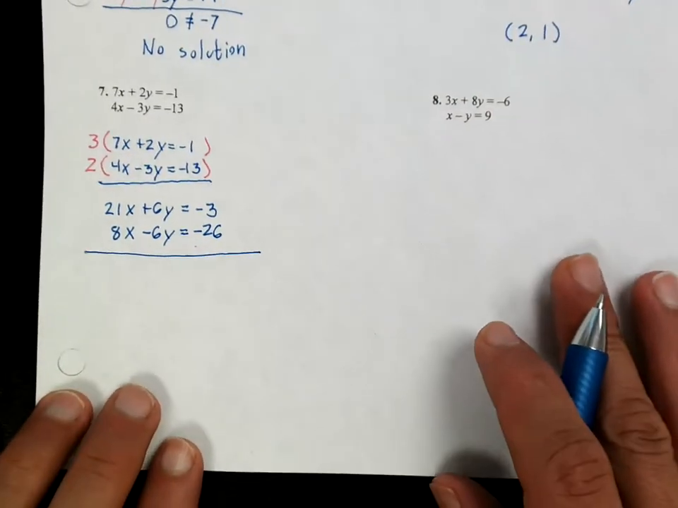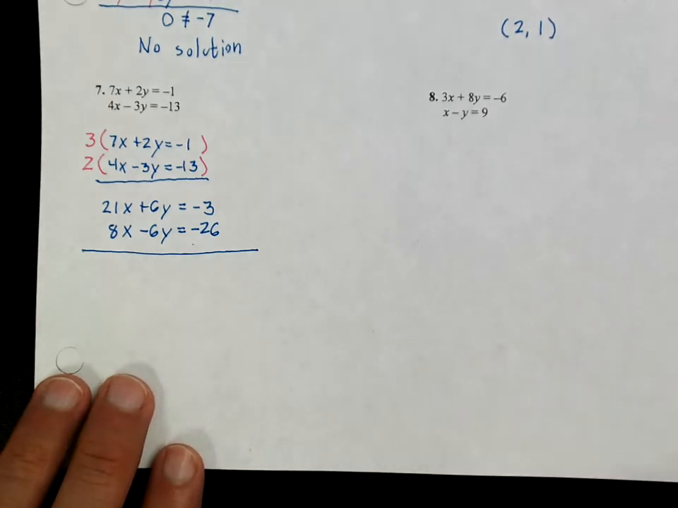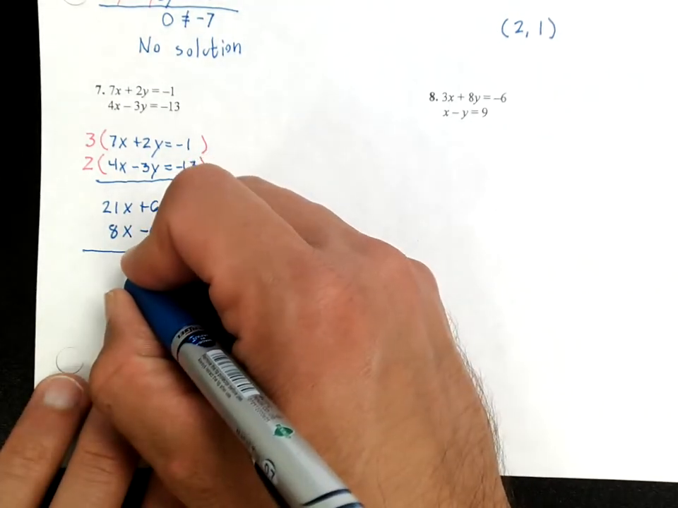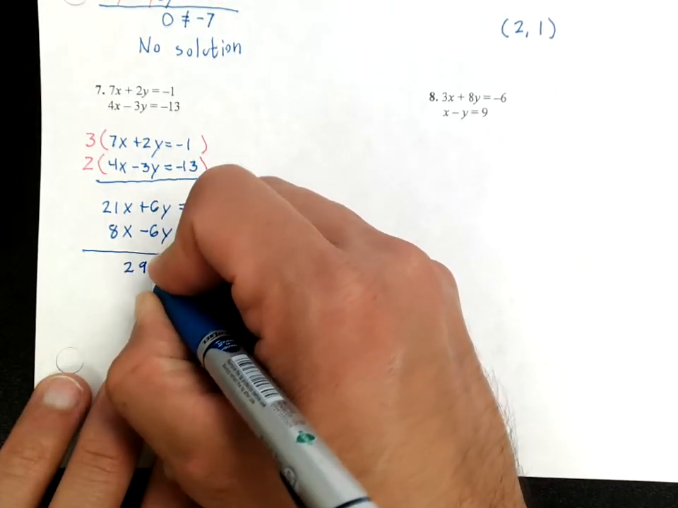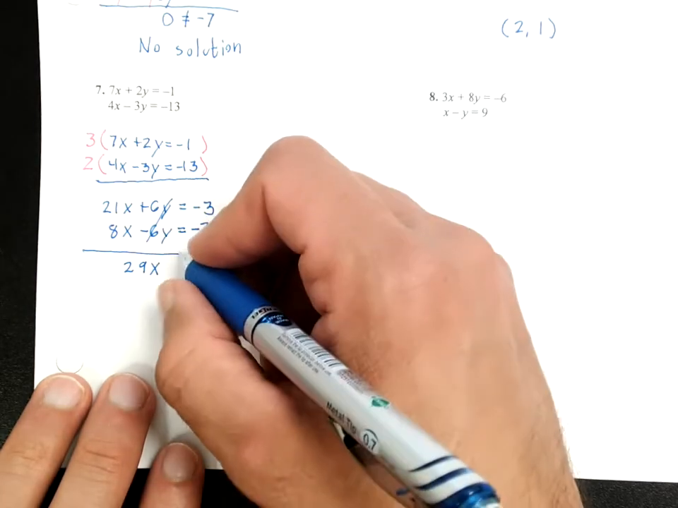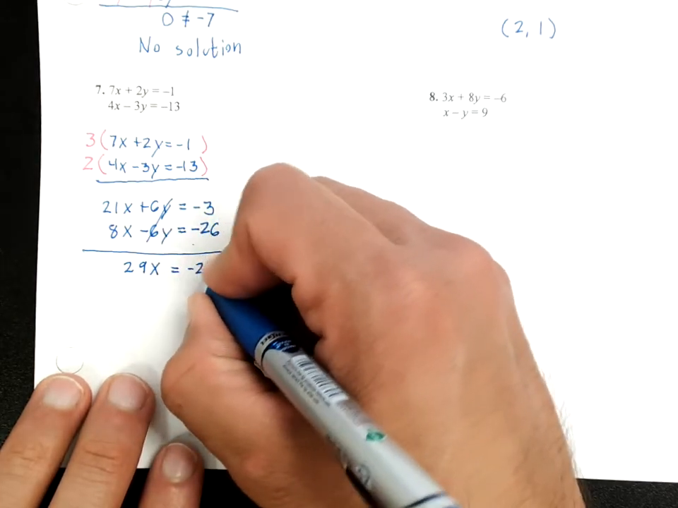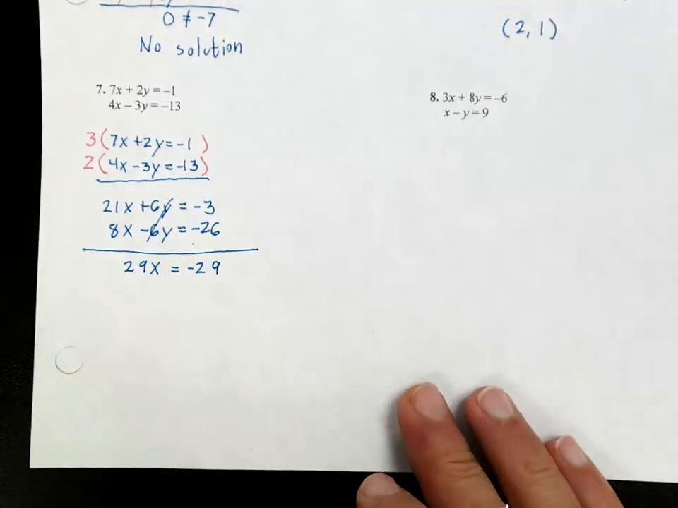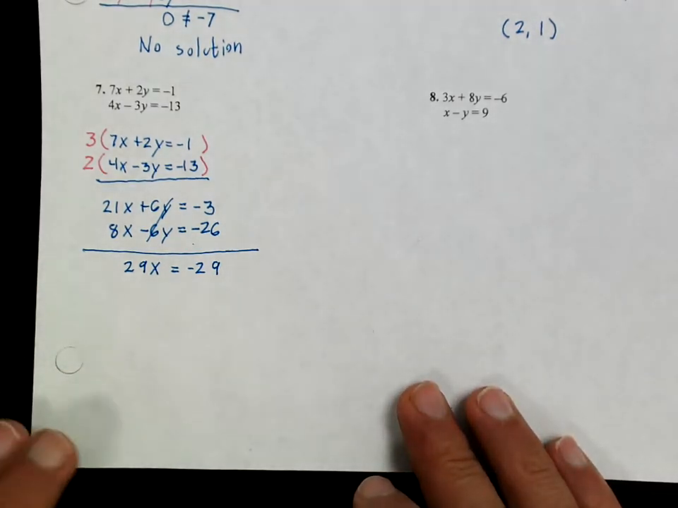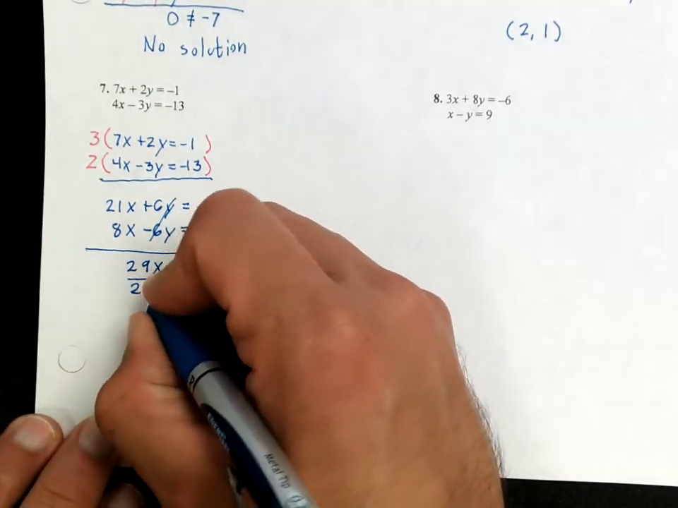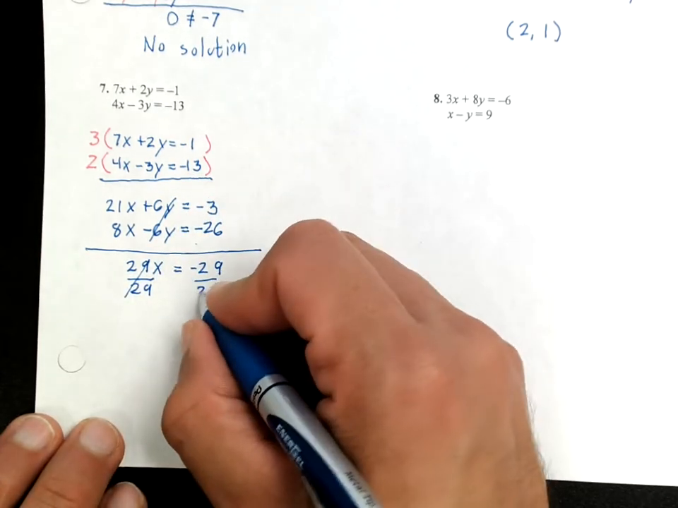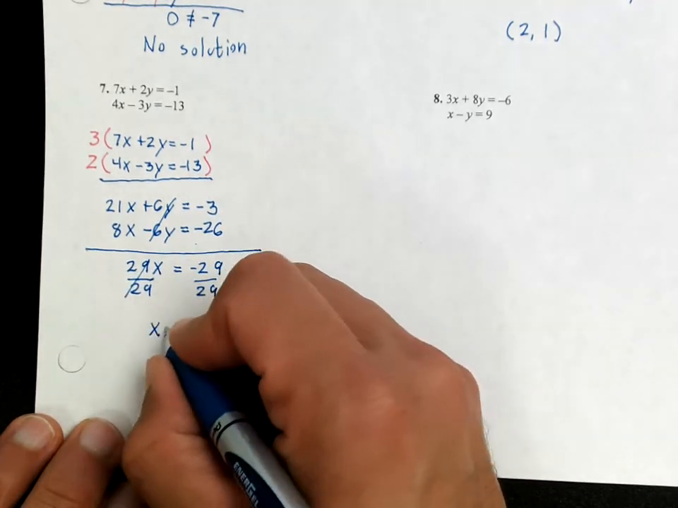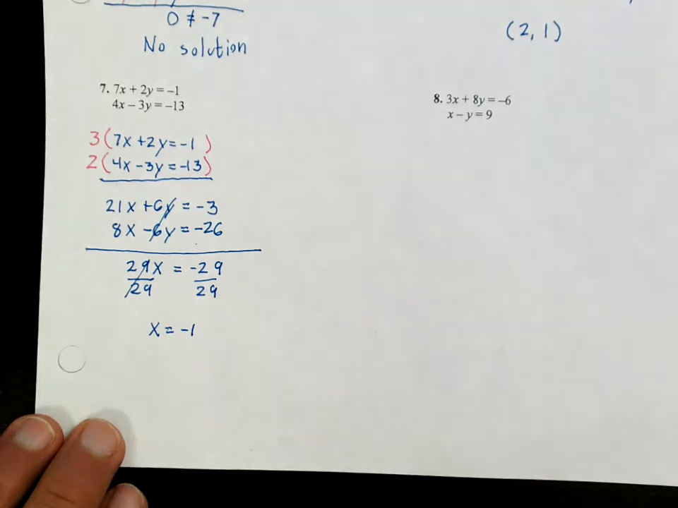We're going to go ahead and add those two linear equations, and your hope, if you're doing elimination correctly, is that one of the variables should cancel out. And in this case, the y's are going to cancel out. So now I have 29x is equal to negative 29, and I'm just going to solve for x. So x is equal to negative 1.